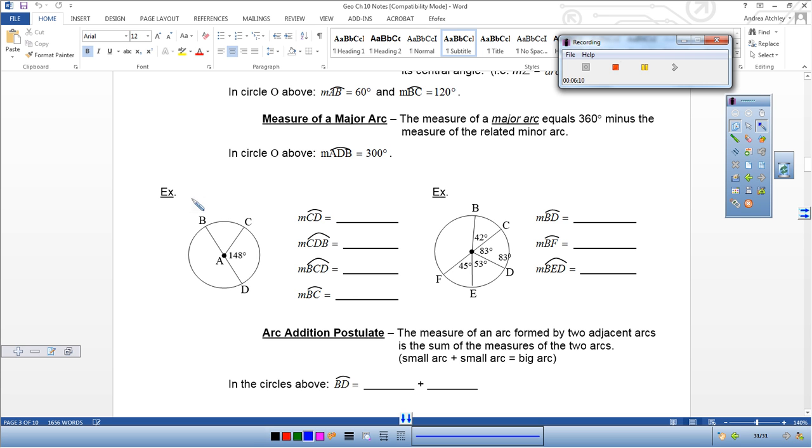So in this one now, we want to tell you that BD is a diameter of circle A. That will help us find all the measures of these parts. Okay, so we're going to start with the measure of BD.